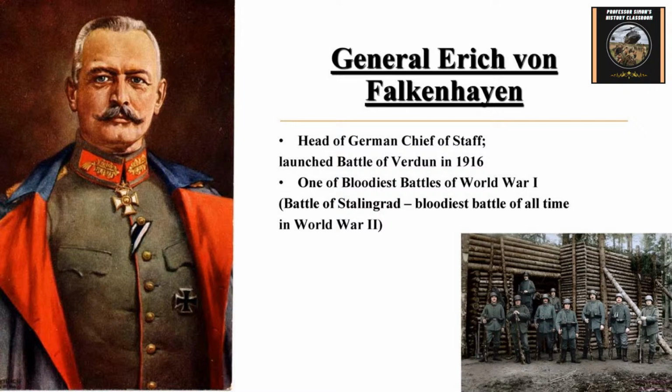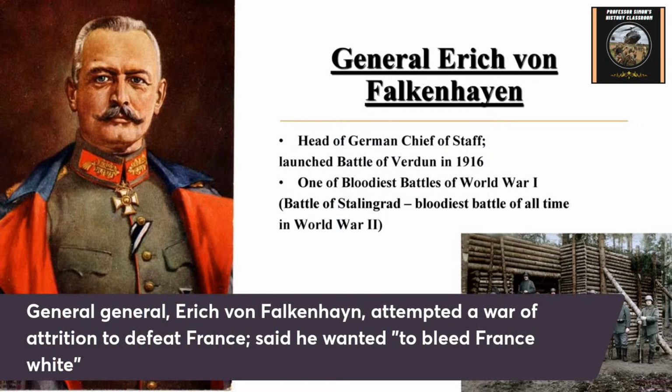And Falkenhayn was the one that made the famous statement that he was going to bleed France white at Verdun. What he meant by that was he was going to try to use a war of attrition to wear down the French forces, try to kill more Frenchmen than Germans. I think he said that if he could kill 2 Frenchmen for 1 German, they could probably break through and take Paris at that point. And so the offensive was launched in February of 1916.